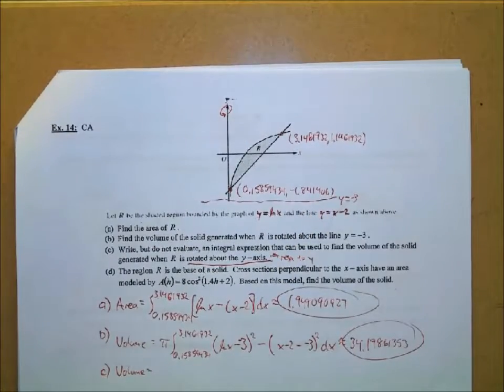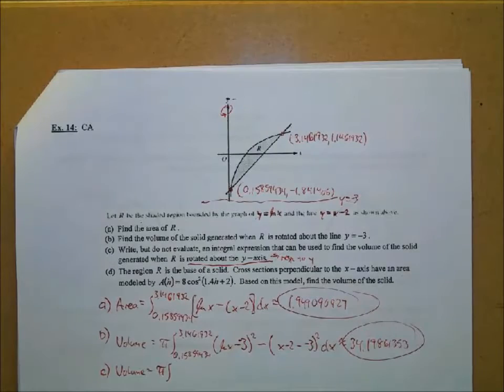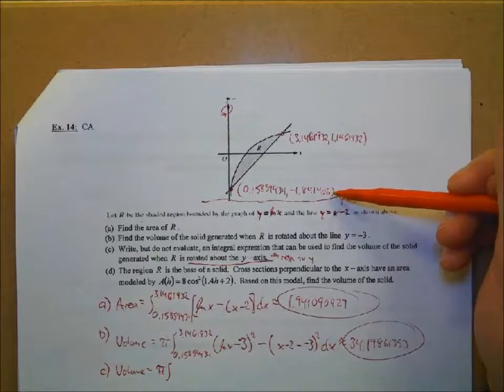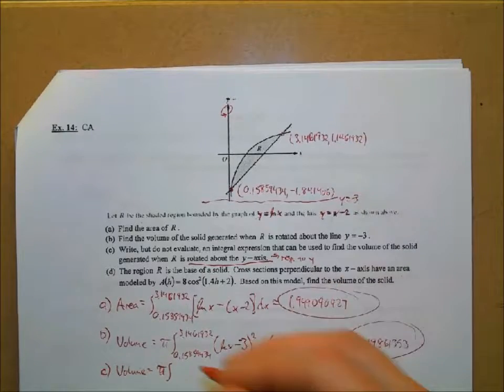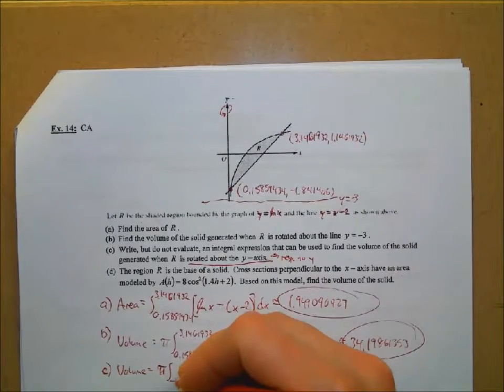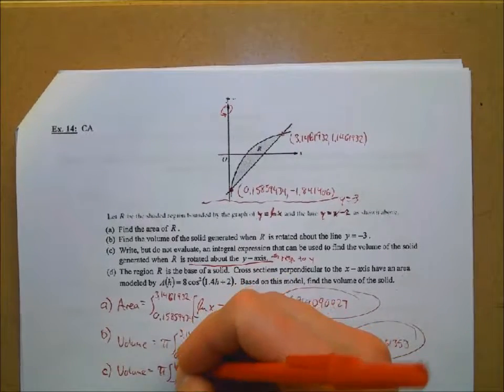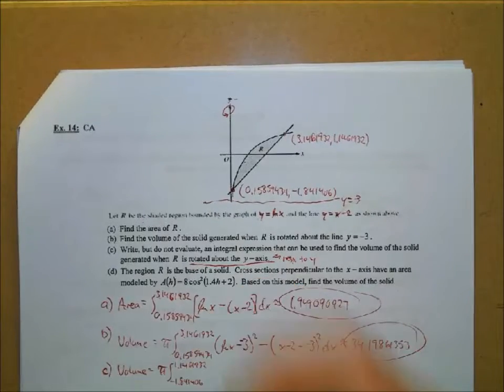Okay. So we'll do pi integral. What are our limits of integration going to be? Well, it's the negative 1.8 up to the 1.14. Okay? So we'll put that in here. So negative 1.841406 and the 1.146192.